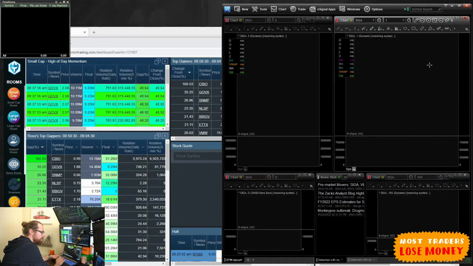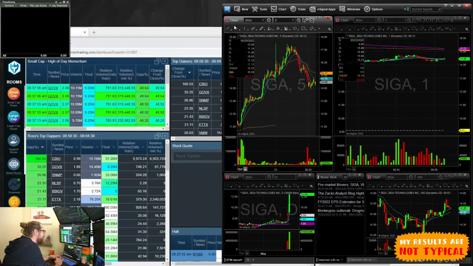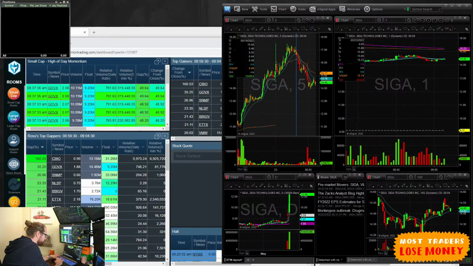SIGA, yes, we did have a big move on that one. However, I think at this point, it's on the backside of the move as it broke down here and broke below the VWAP and couldn't get back above it. We're on the backside of the move. So I'm not really liking that one right now.